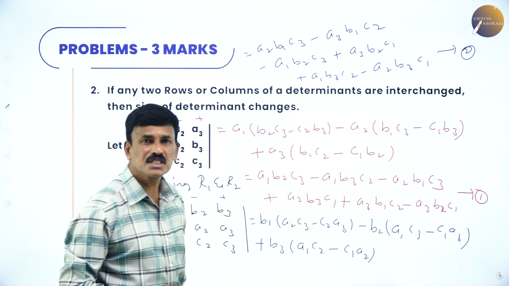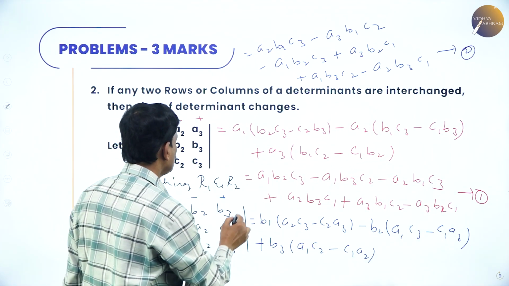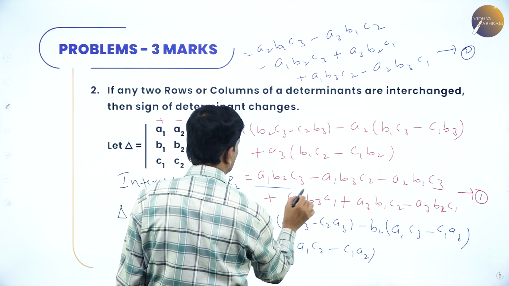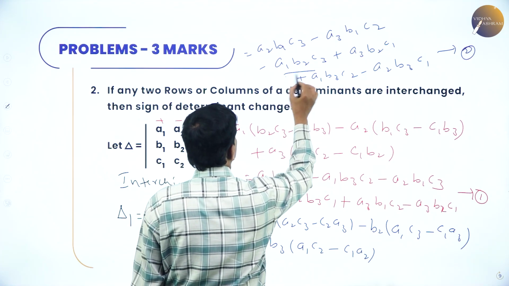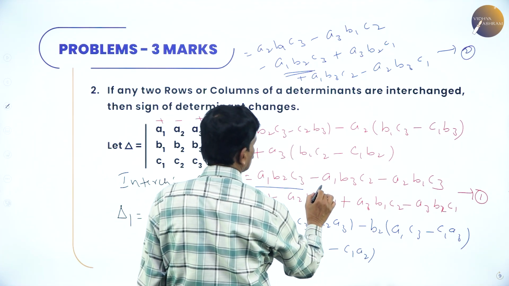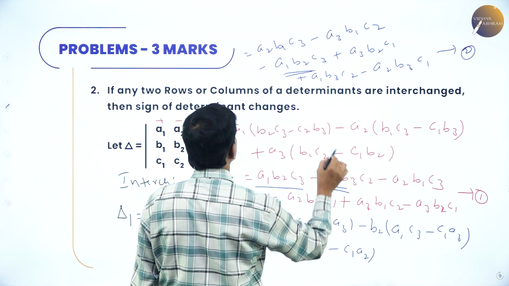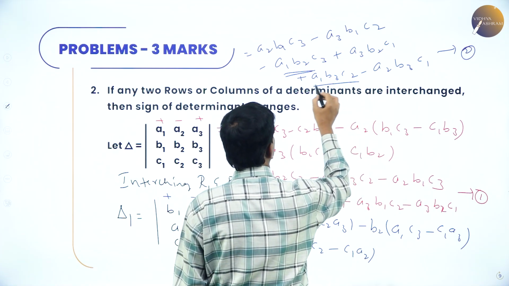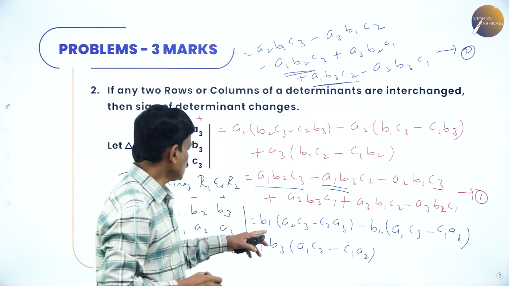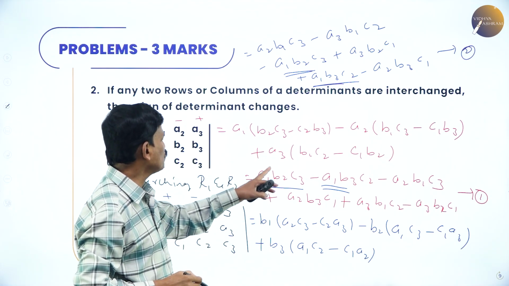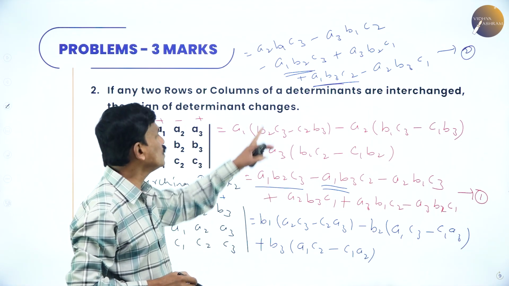Now verify equation number 1 and 2. See here in equation number 1 plus A1 B2 C3, it is plus, here it is minus A1 B2 C3. Again, minus A1 B3 C2 in equation 1, here it is plus. If it is minus means it is plus. So in equation number 1 we have plus, whereas in equation number 2 we have minus.